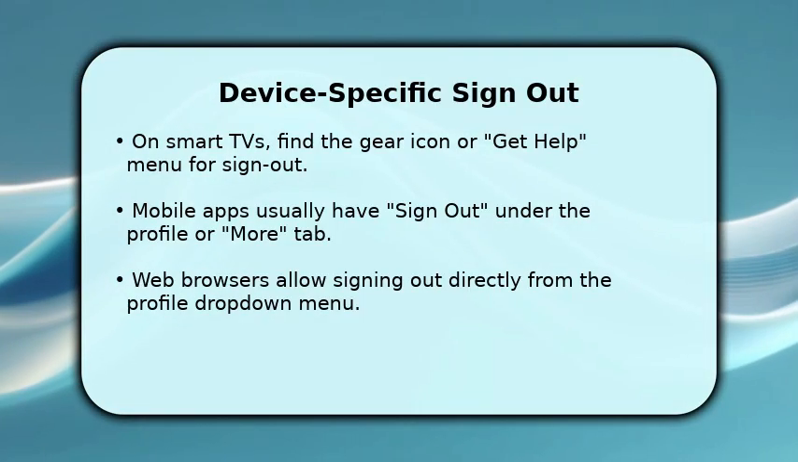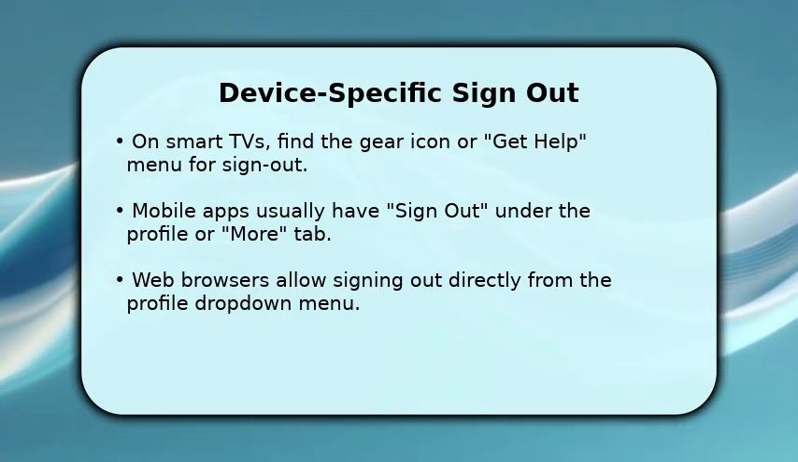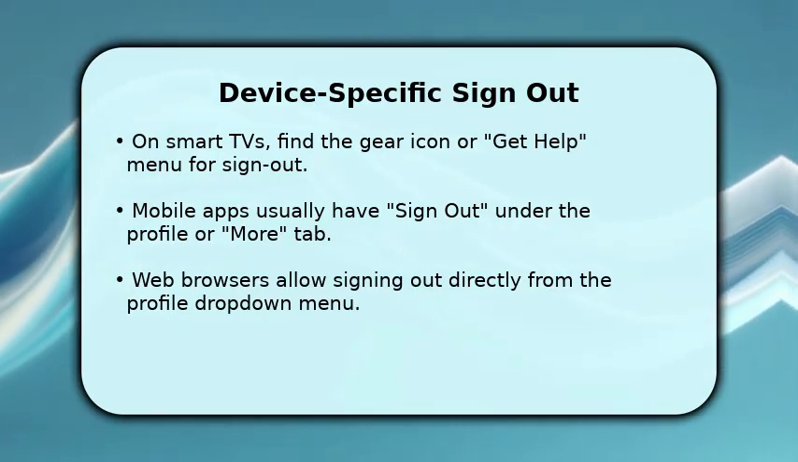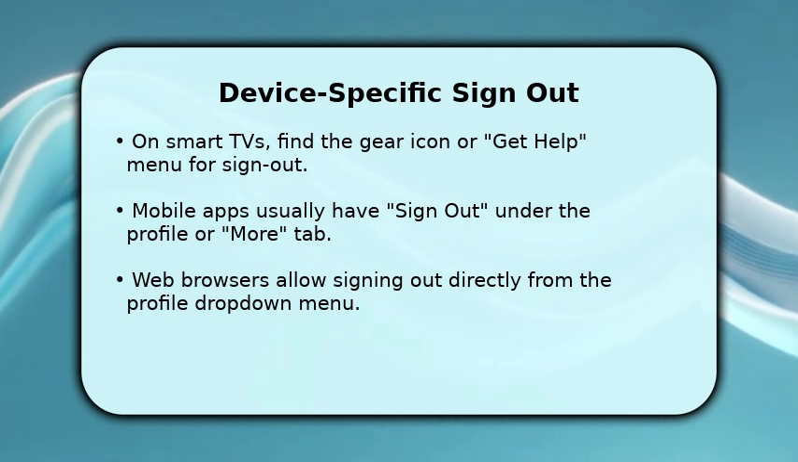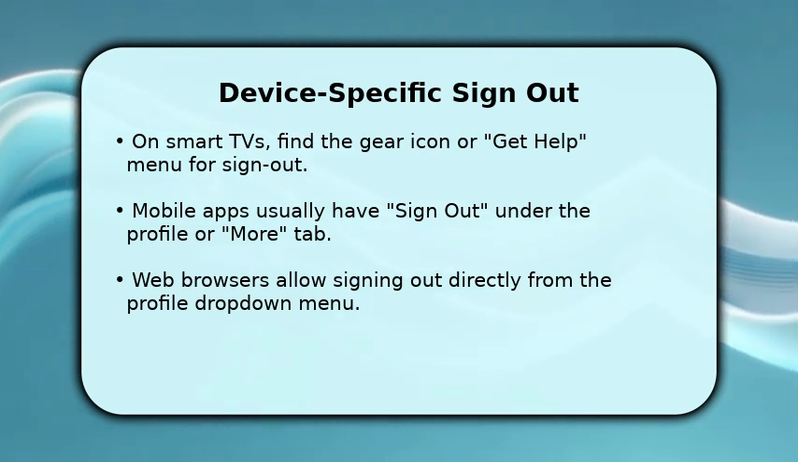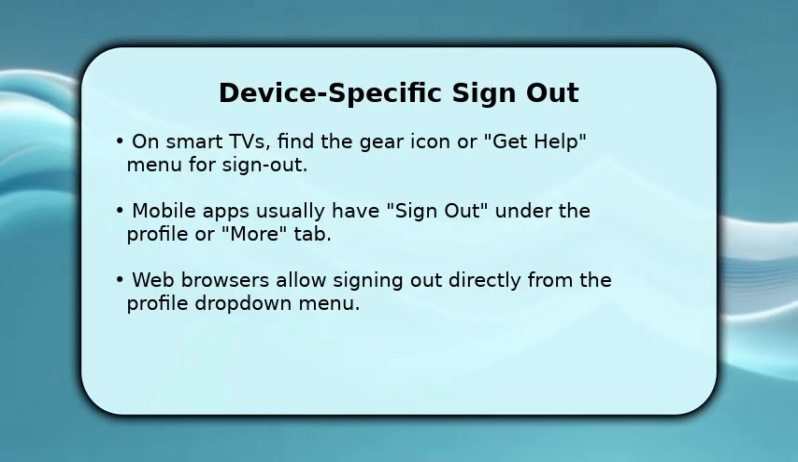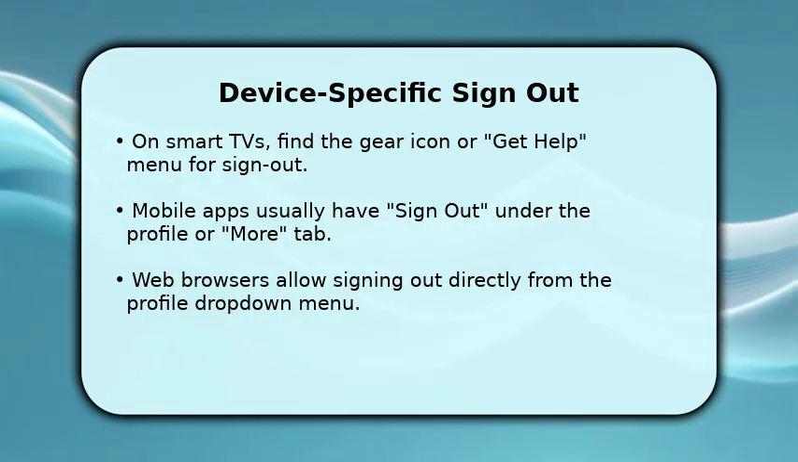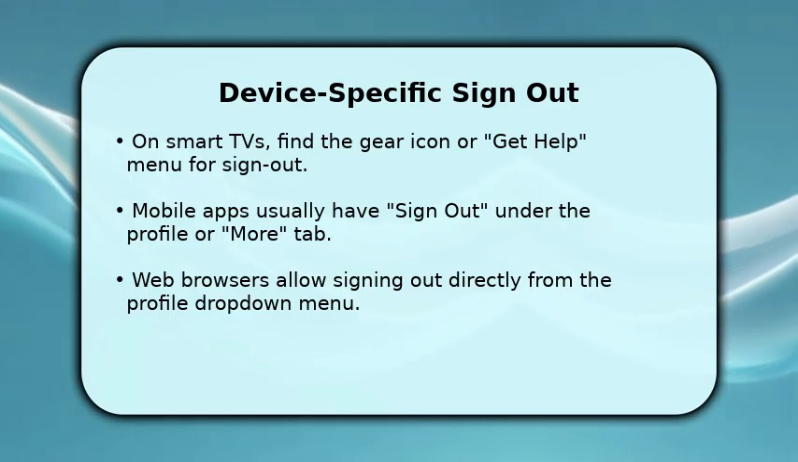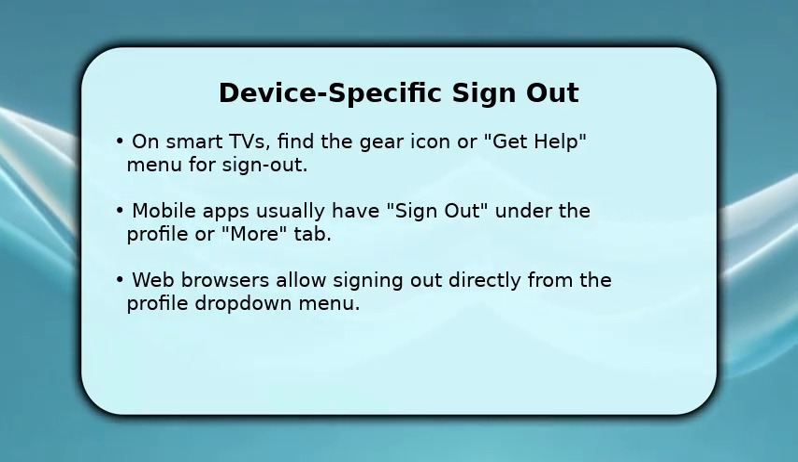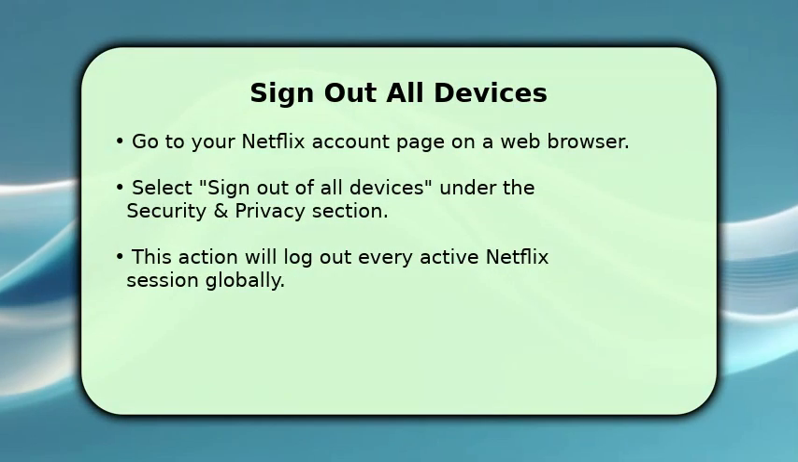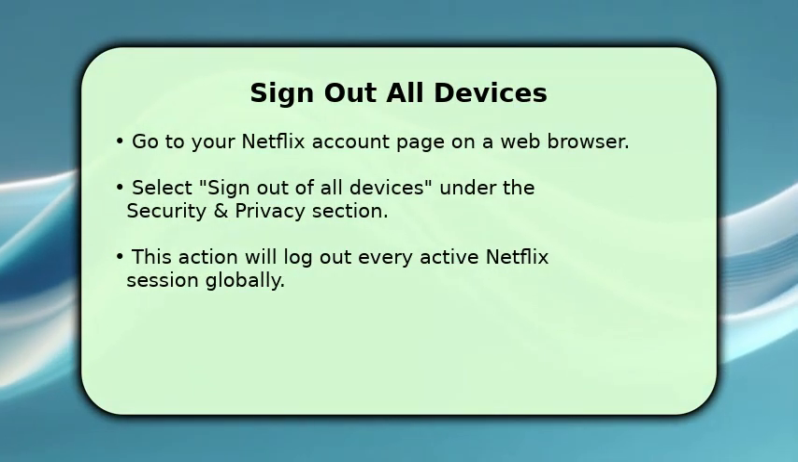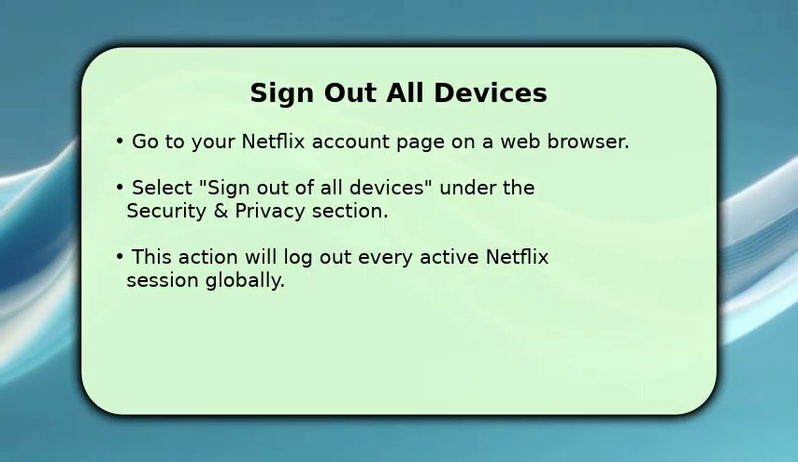Signing out varies slightly across devices. On a smart TV, you might need to go to the Get Help section or a Settings gear icon to find the Sign Out option. For mobile apps, tap your profile picture, then scroll down to see Sign Out. On a computer, simply click your profile icon in the top right corner and select Sign Out from the drop-down menu. It's quite intuitive.